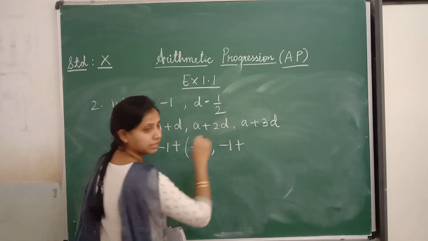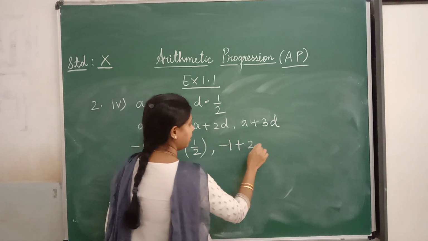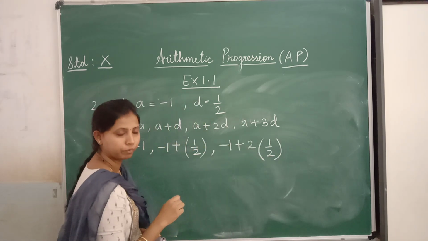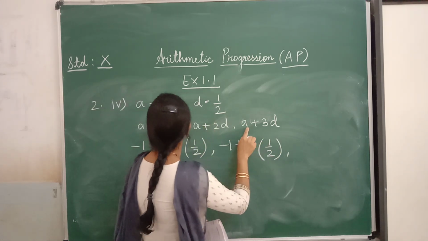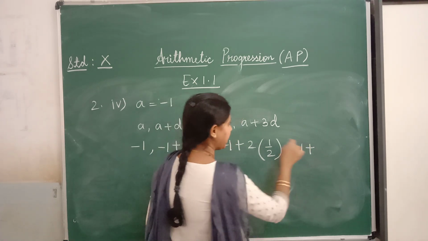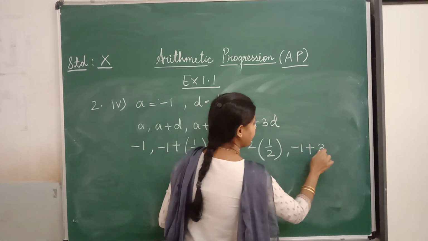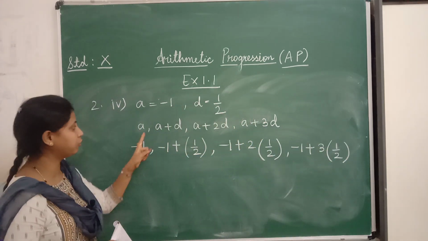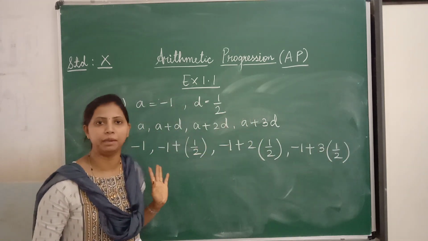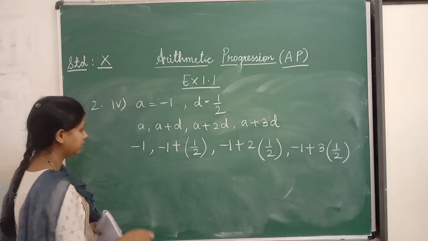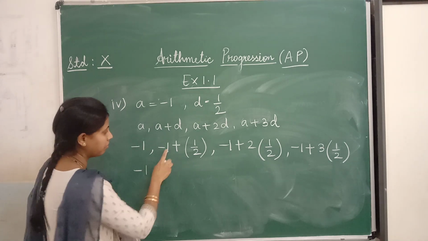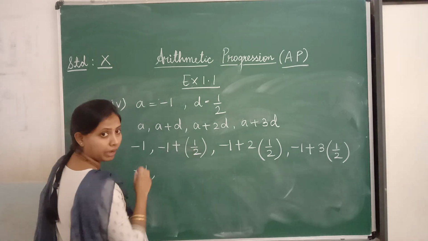Minus 1 plus 2 as it is, D is 1 by 2. Next, A is again minus 1 plus 3 as it is, and D is 1 by 2. Yes, you just have to substitute in the standard form and simplify. So minus 1 as it is, the first term. Second term, minus 1 plus 1 by 2.